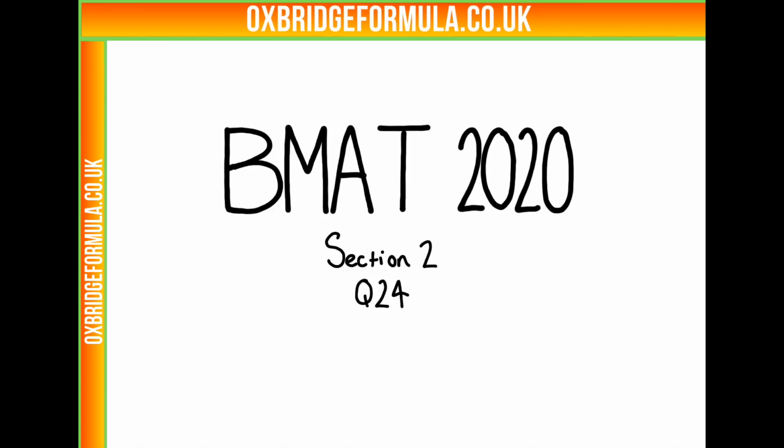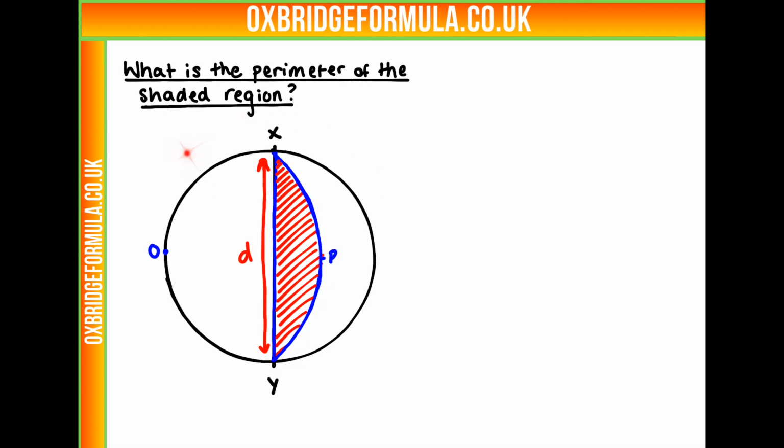In this video, we're looking at BMAT 2020, Section 2, Question 24. So we have a circle here with a diameter of D and points X and Y on its circumference. And there's another circle that's drawn with centre O that crosses through points X and Y and also point P here. And we've got this shaded region where parts of it overlap, and we have to work out the perimeter of this shaded region.